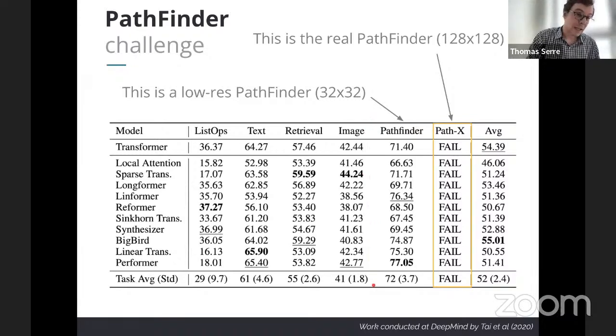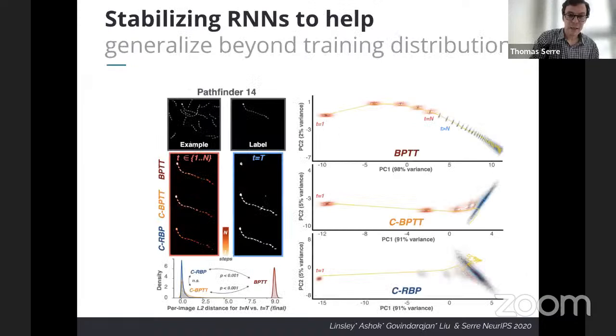To be able to train the architecture on the task, they had to downsample very massively from 128 by 128 down to 32 by 32. At that resolution, they were able to train transformer networks, but the accuracy of these networks is in the 70 something percent, when just a single layer of our recurrent neural network would solve the task perfectly.